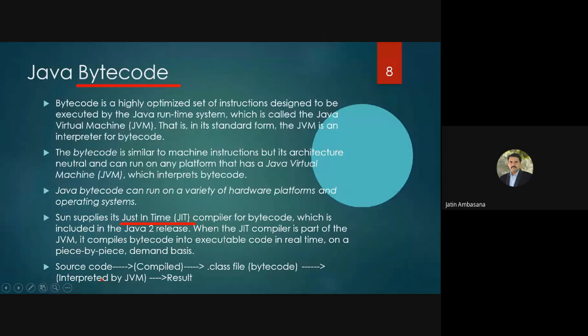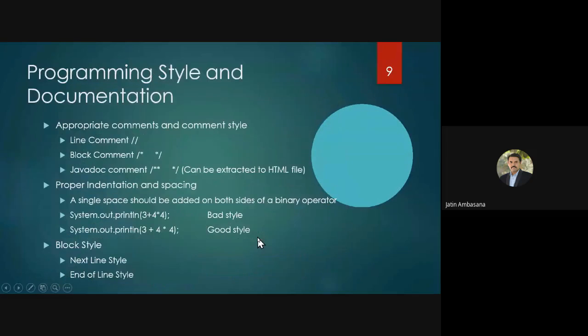Okay, so we know that the source code of a Java file is compiled and generated into a class file, which is nothing but bytecode, and then it is interpreted by the JVM, which gives you the output, that is the result.